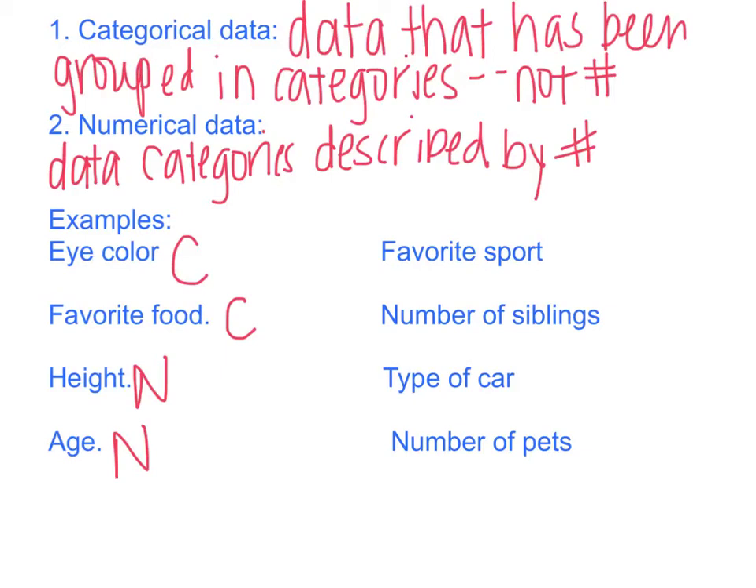Favorite sport, that's going to be categorical because you're going to say baseball or football or soccer. Number of siblings is going to be numerical because you're going to give a number answer. Type of car, that's going to be categorical. And number of pets is numerical.